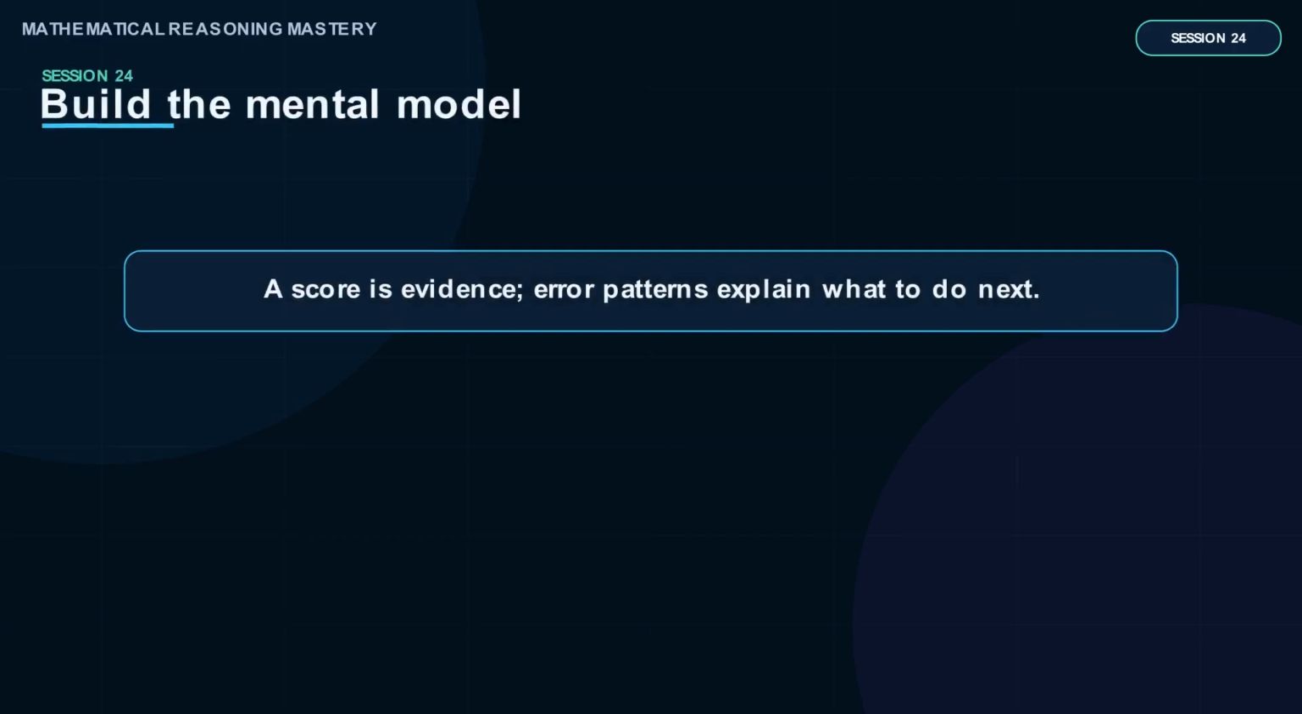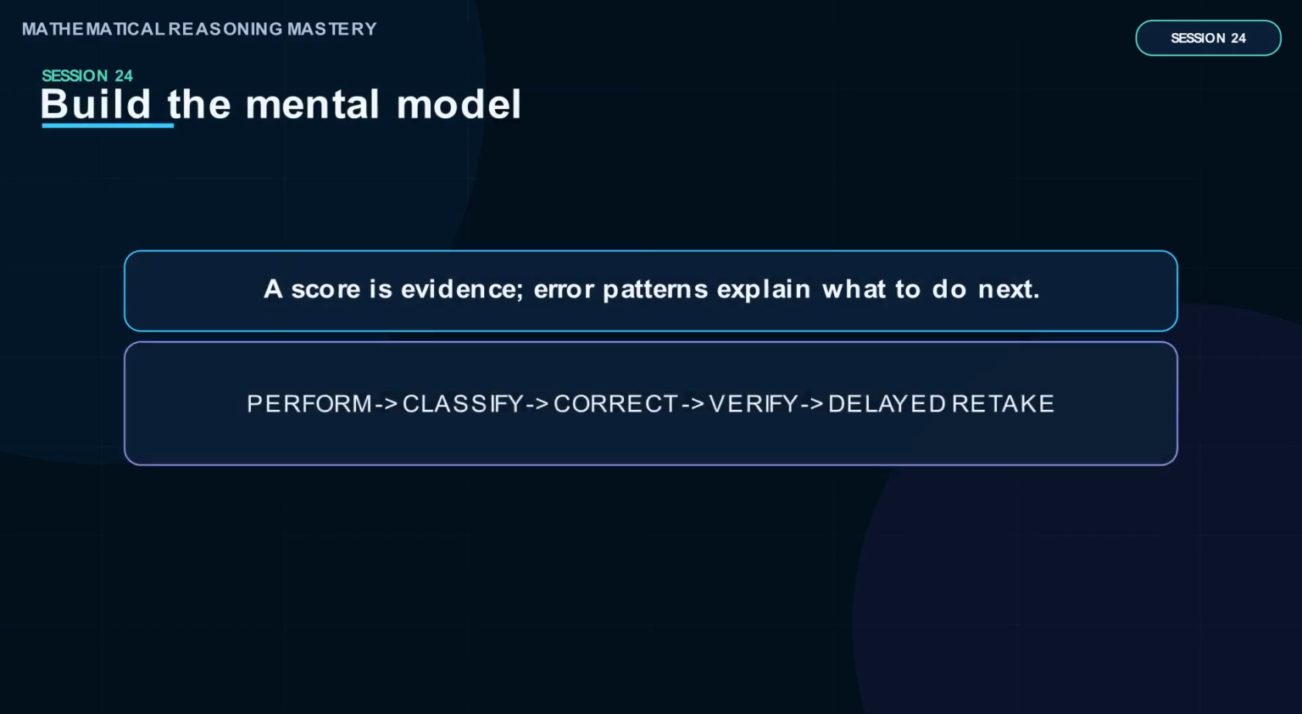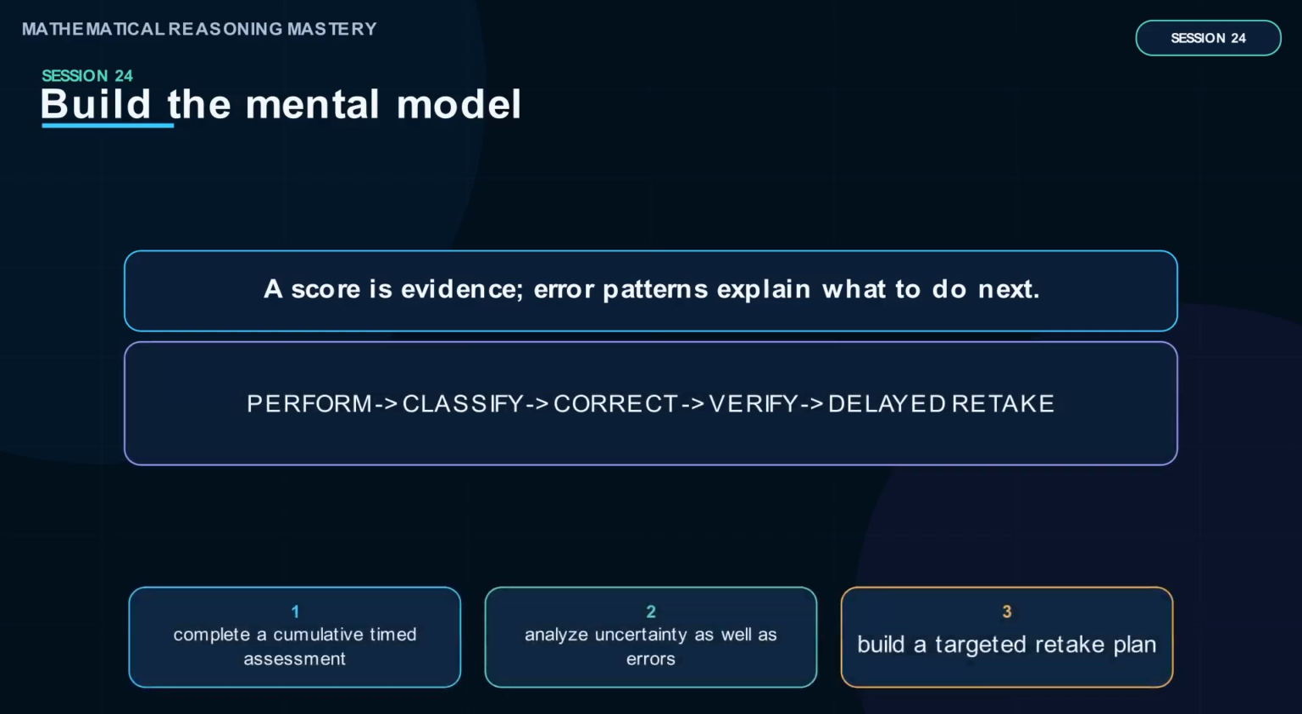Start with this principle. A score is evidence. Error patterns explain what to do next. Use this visual structure. Perform, then classify, then correct, then verify, then delayed retake. Read every symbol and label before calculating. The first goal is to complete a cumulative timed assessment. Connected to the second goal, analyze uncertainty as well as errors. Correct calculation begins with correct interpretation. When the surface details change, search for the same relationship underneath. Transfer means choosing the structure from evidence rather than waiting for a familiar-looking example.